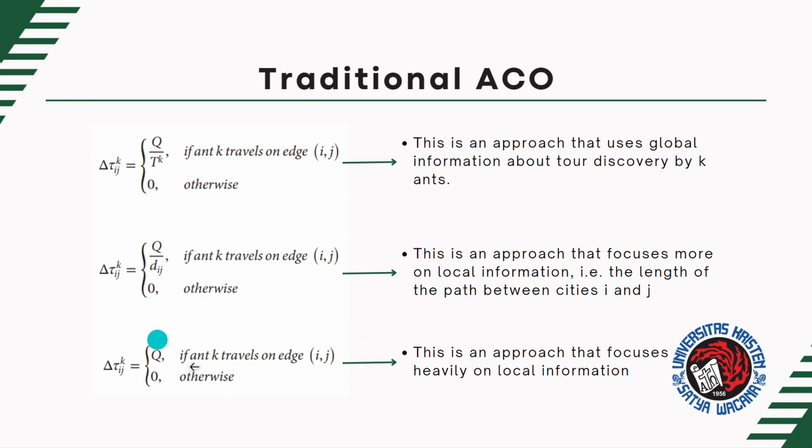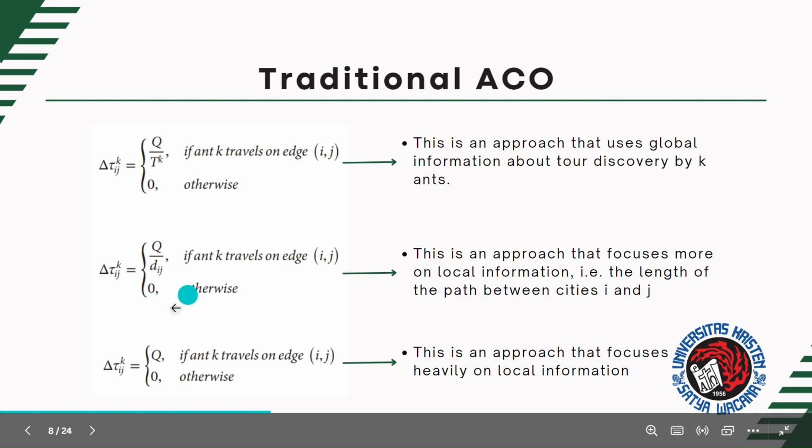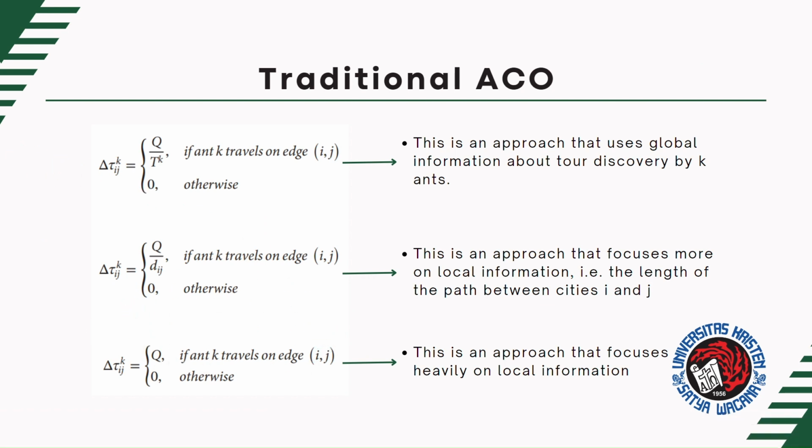So for the third one, this is what we call the second local information. This is an approach that focuses heavily on local information, regardless of the path length between city i and j. It can be used when customization based on path length is not desirable.